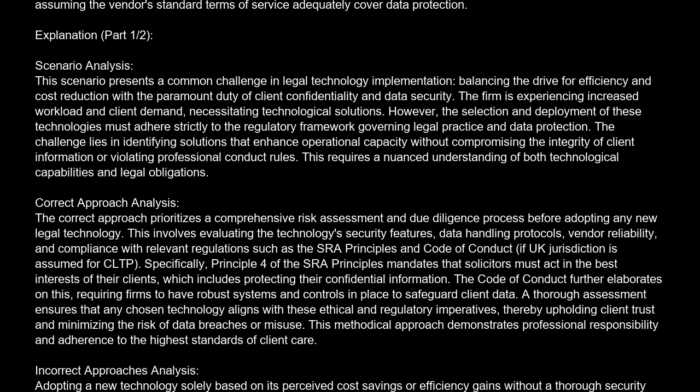The Code of Conduct further elaborates on this, requiring firms to have robust systems and controls in place to safeguard client data. A thorough assessment ensures that any chosen technology aligns with these ethical and regulatory imperatives, thereby upholding client trust and minimizing the risk of data breaches or misuse. This methodical approach demonstrates professional responsibility and adherence to the highest standards of client care.